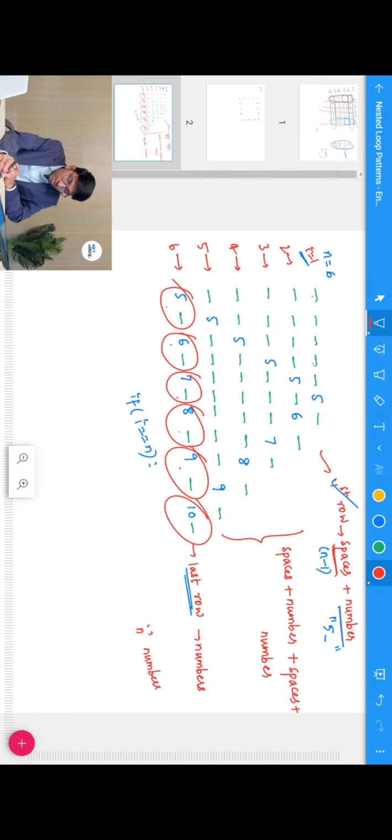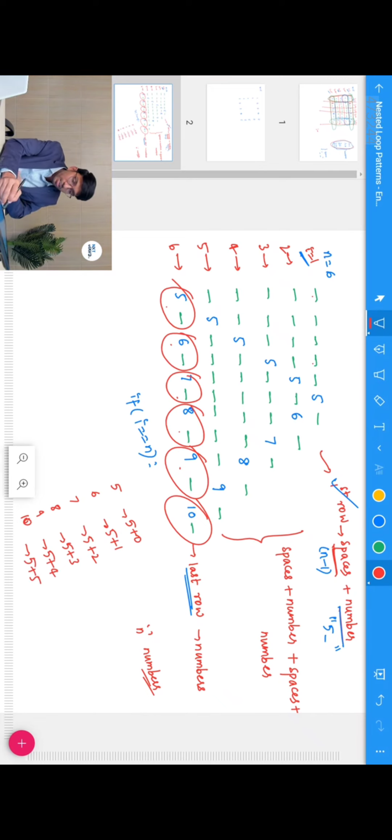What are the numbers? The first number is starting with 5. Second number is 6. Third number is 7. 8, 9, 10. That means this is 5 plus 0, this is 5 plus 1, 5 plus 2, 5 plus 3, 5 plus 4, and last 10 is nothing but 5 plus 5.